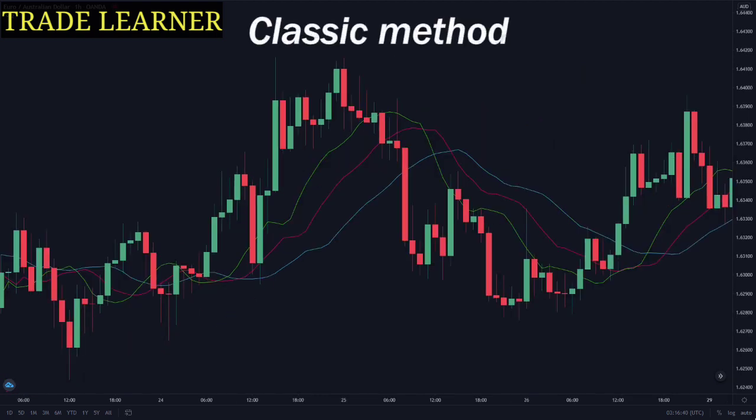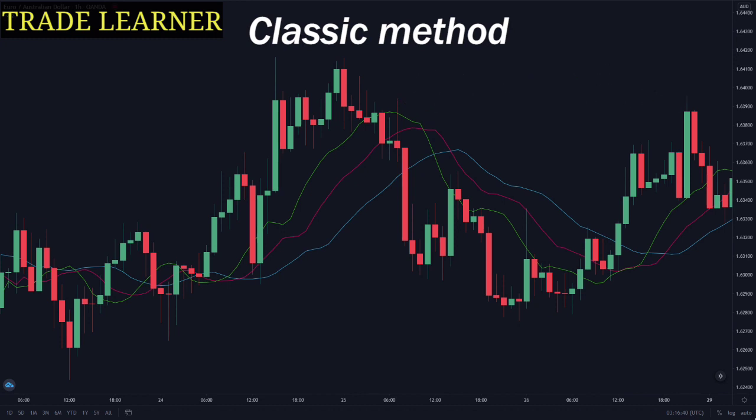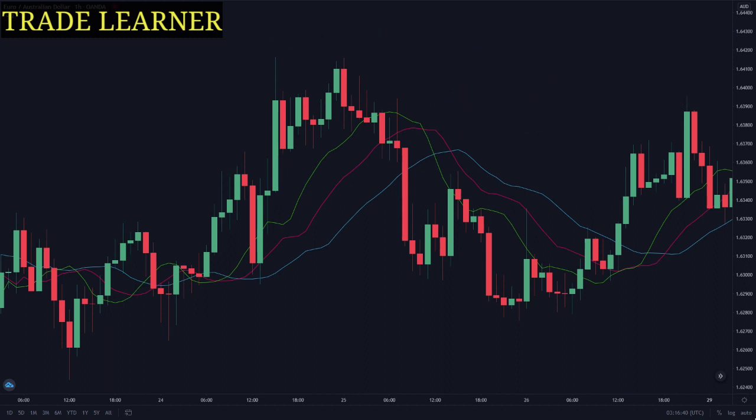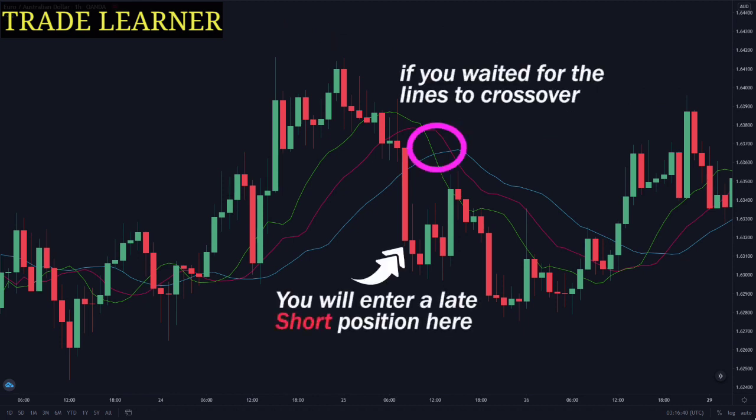So the classic way of using the indicator is to wait for the green line to cross over the other lines. When the green line crosses below, you take a short position. And when the green line crosses above, you take a long position. Well, that's actually the worst way you can think of using the alligator strategy, because the alligator is inherently a lagging indicator. So if you waited for the lines to cross over, you would have entered in a trade very late. You will miss huge trends like this.